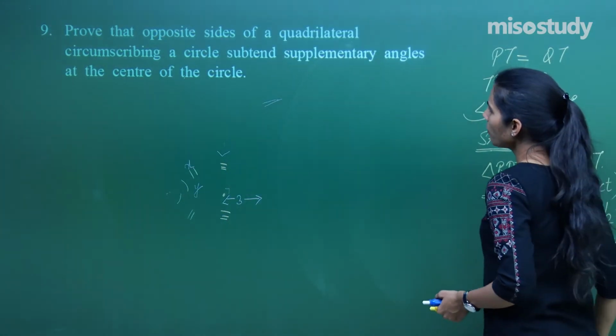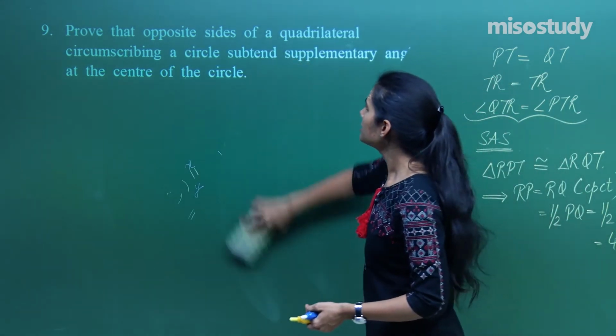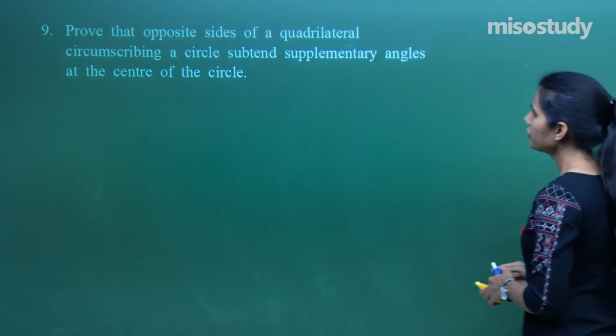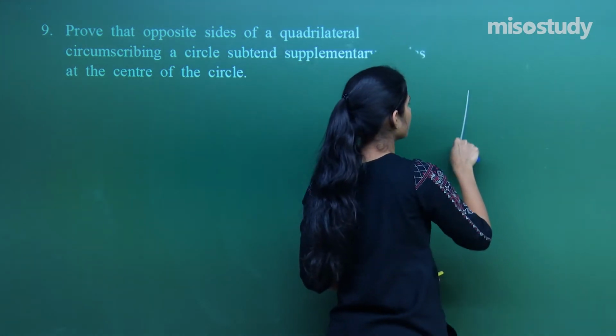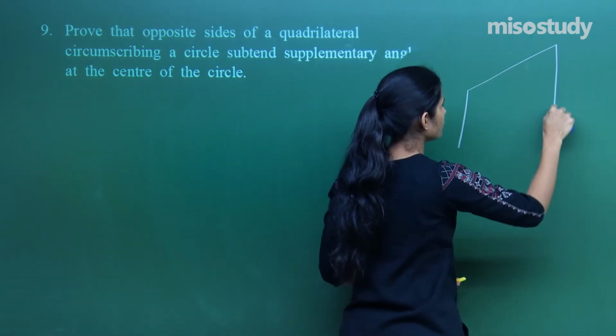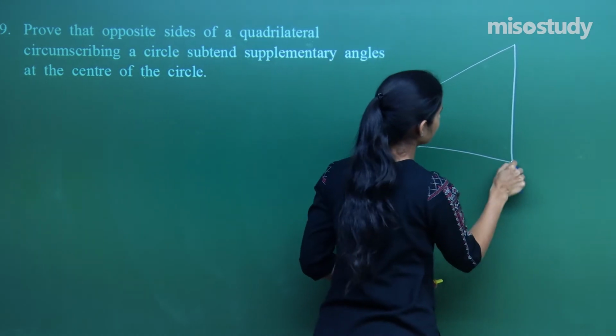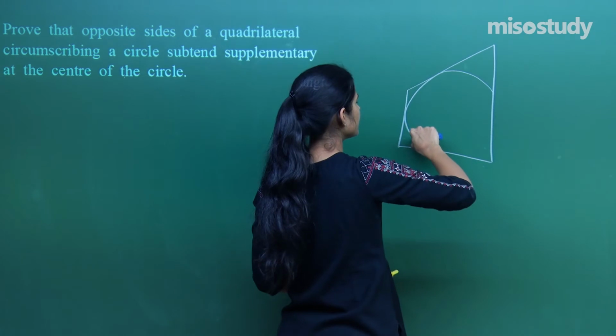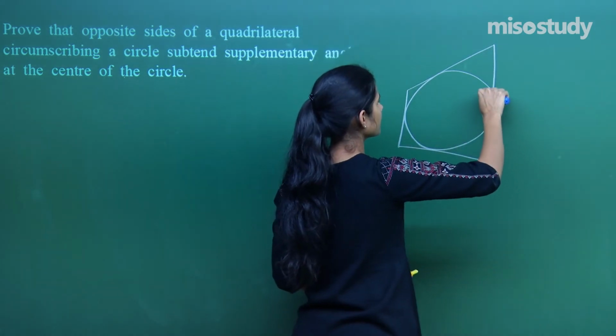Next says, prove that opposite sides of a quadrilateral circumscribing a circle subtend supplementary angles at the center of the circle. What do I mean by this? First of all, there is a quadrilateral circumscribing a circle. So, say that's the figure. This quadrilateral is actually circumscribing a circle.